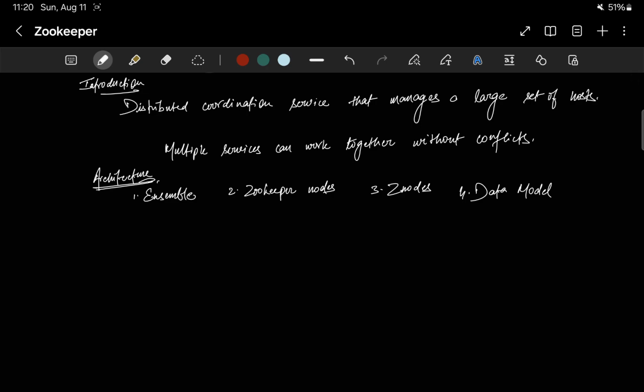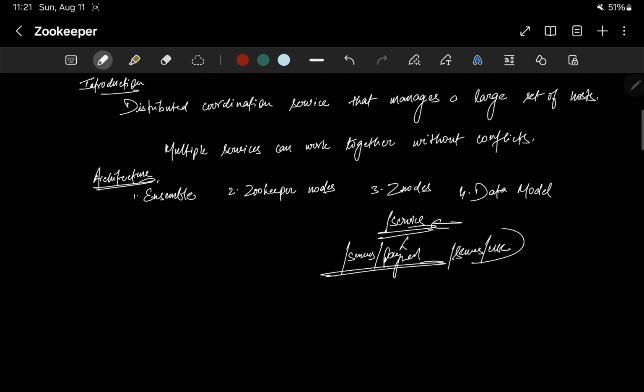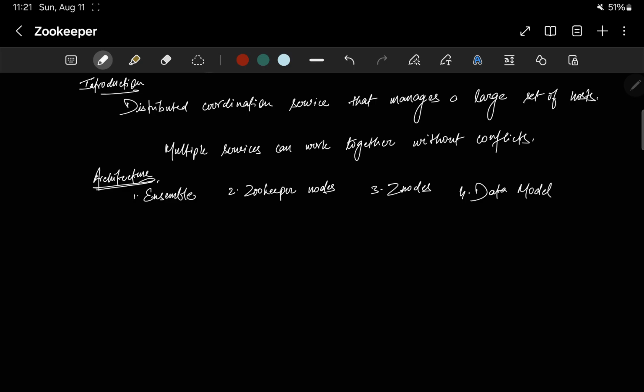A microservice architecture might use a hierarchical namespace where services stores all available services, and each service has its own Z node, like /services/payment, /services/user. For example, like this, the services. This is like a microservice setup, and each service has a Z node. For example, a payment service will be /services/payment. Similarly, /services/user. So this is a hierarchical order in which everything will be stored.